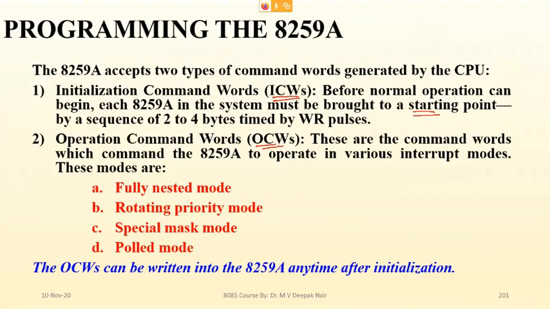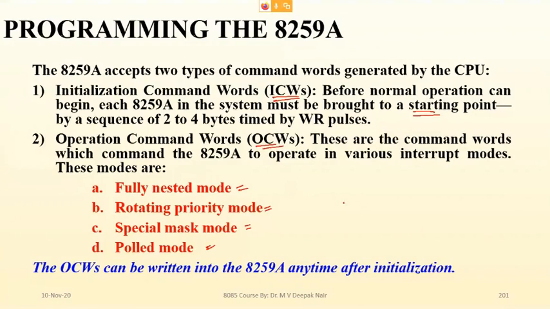So with the OCWs, we checked that OCWs are generally used when we have to change the mode of working or to change different levels of interrupts, masking the interrupt, unmasking the interrupt and all. Basically there are four modes in which we will be mostly interested. One is fully nested mode, second is rotating priority mode. Rotating priority mode means we can even change the priority of any particular interrupt.